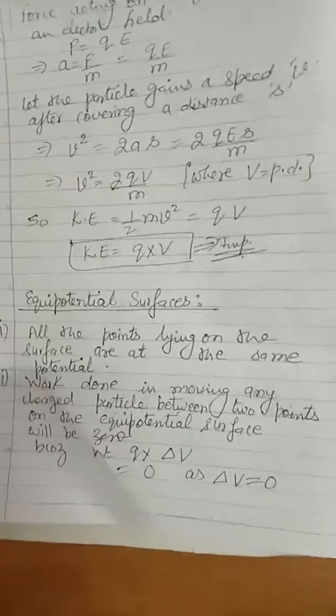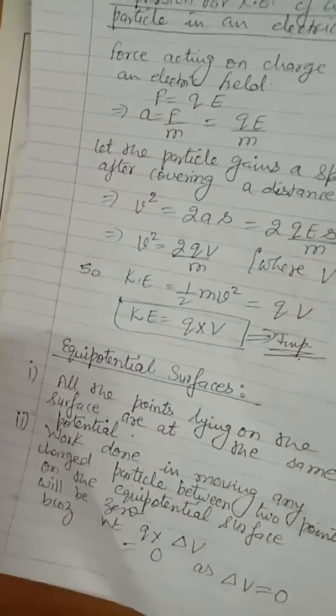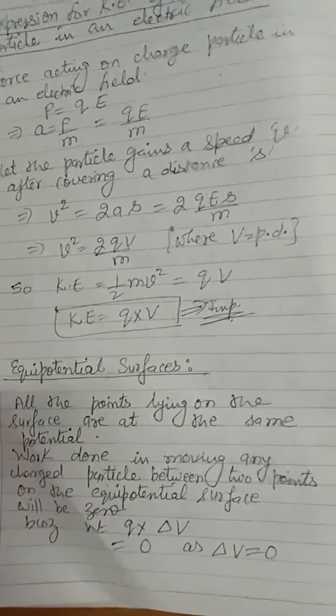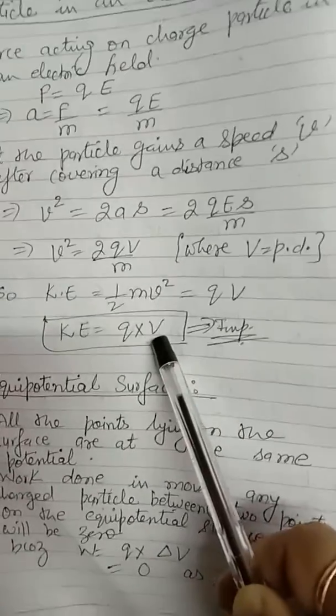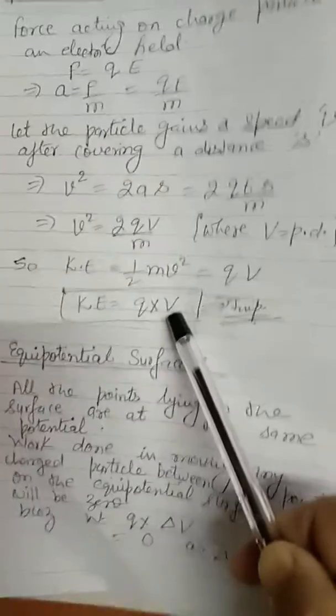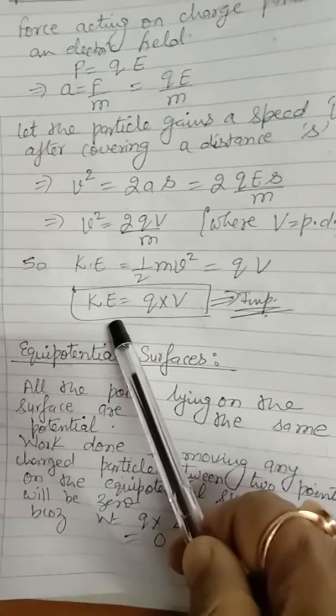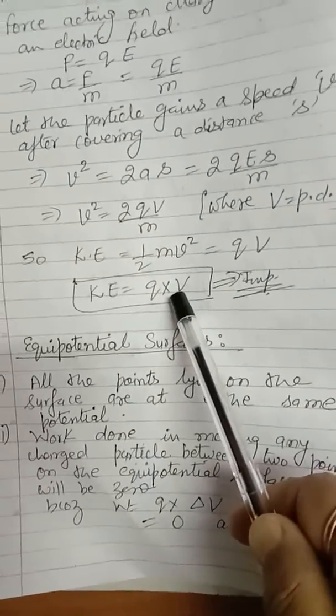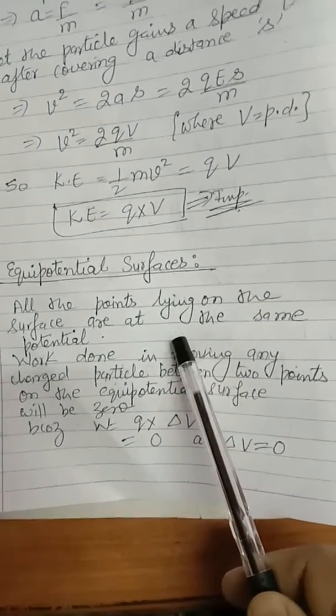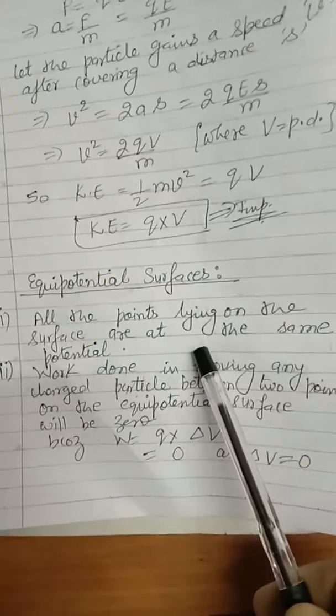Next we are taking equipotential surfaces. Equipotential surfaces are the surfaces where the potential is the same throughout. Now kinetic energy is given by QV, where V is the potential difference, and kinetic energy is also equal to the work done. Since V is 0 for an equipotential surface, the work done is 0. So the first property is that all the points lying on an equipotential surface are at the same potential. It is evident from the definition also.